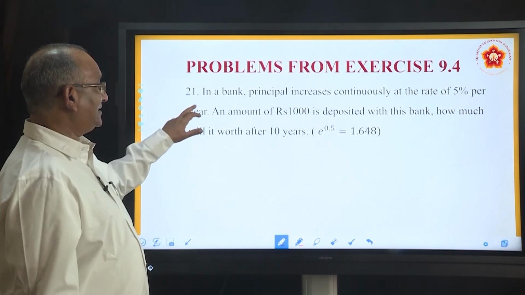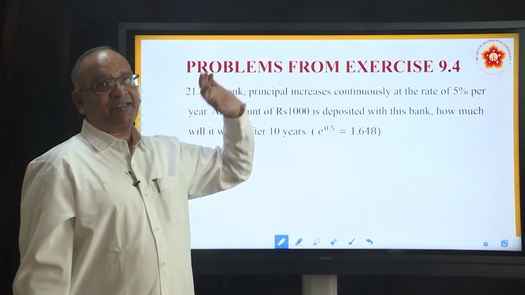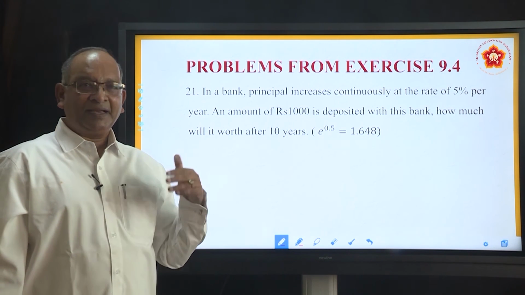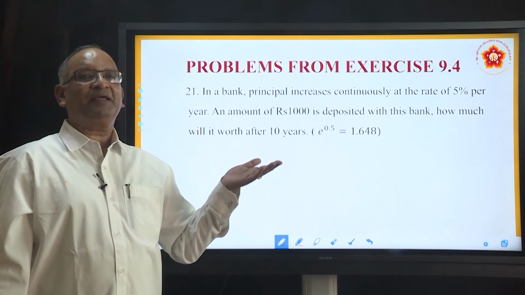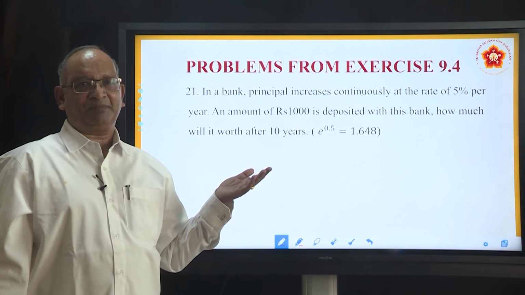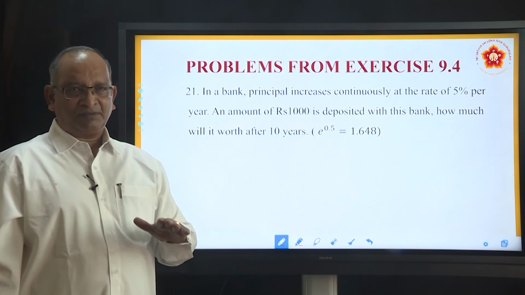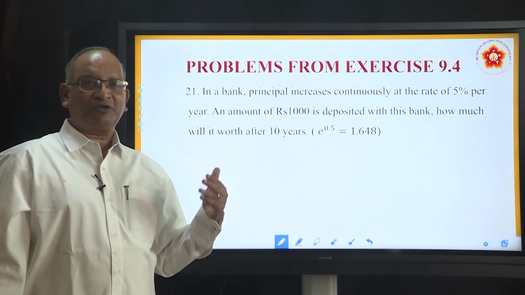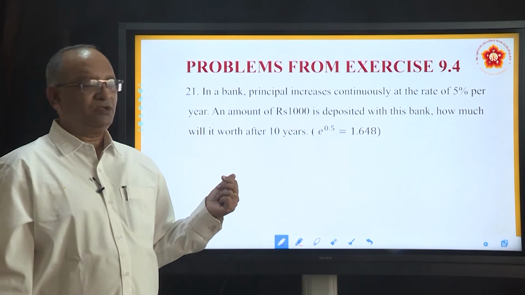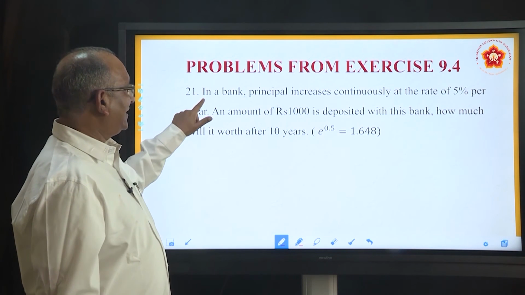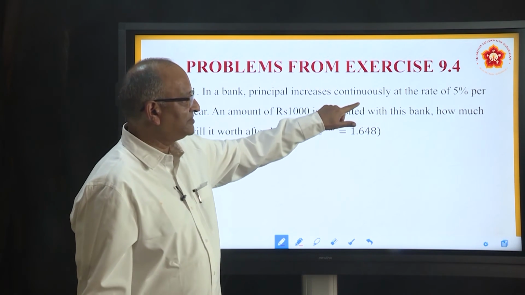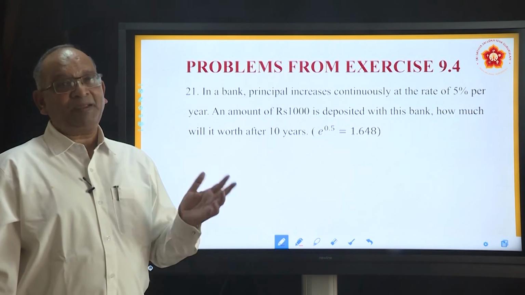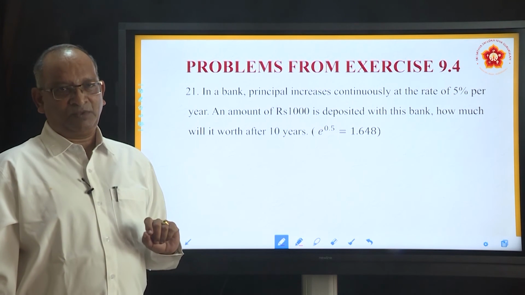Because he says the principal is increasing continuously. We know that whenever we deposit money in a bank, interest gets added and the principal increases at a certain point of time. Let us say after 1 year, whatever principal we deposited with interest, we call it the amount after 1 year. After 2 years, some more interest will get added. So here the relation is, in a bank the principal increases continuously at the rate of 5% per year. 5% of what? 5% of the principal itself.